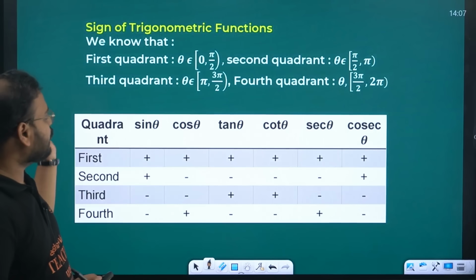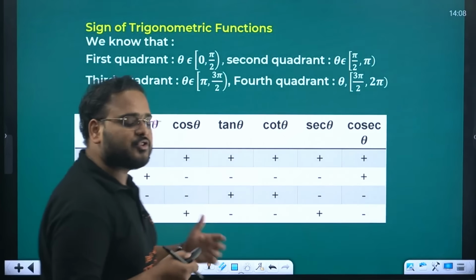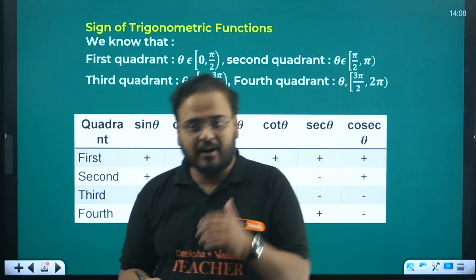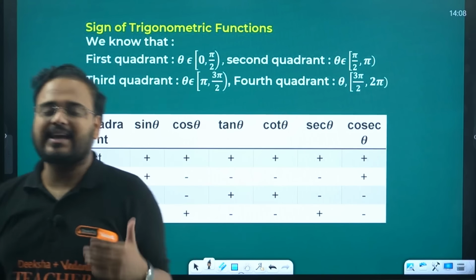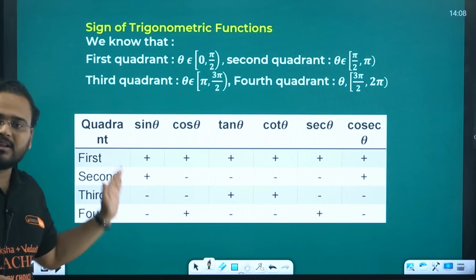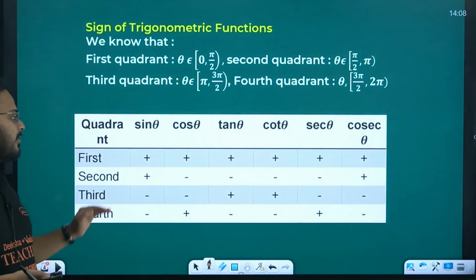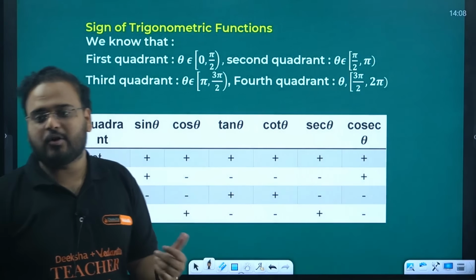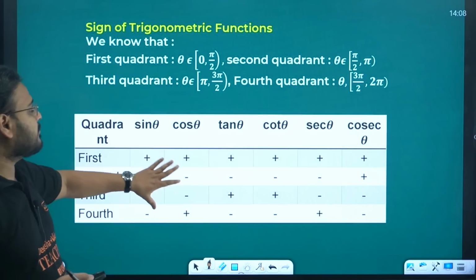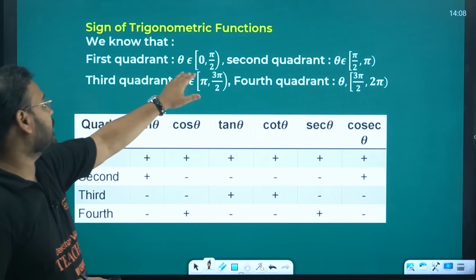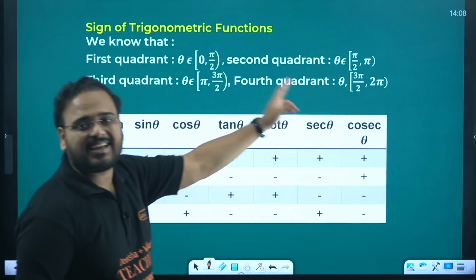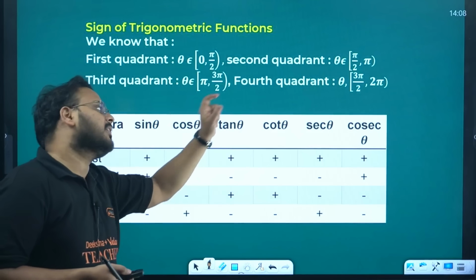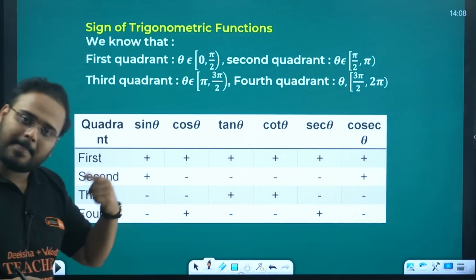Now continue. You'll find the sign convention of all these trigonometric functions, sine, cos, tan, cot, sec and cosec, in all the 4 quadrants, first, second, third, fourth quadrant, which are positive and where all are positive. You'll find that. And the meaning of the quadrants is also mentioned over here: 0 to pi by 2 is first, pi by 2 to pi is second, pi to 3 pi by 2 is third, and 3 pi by 2 to 2 pi is fourth quadrant.